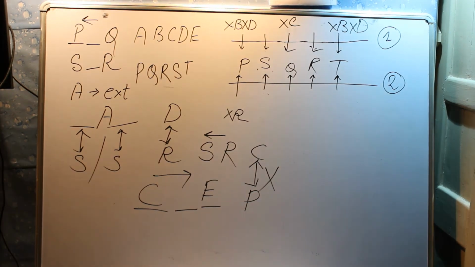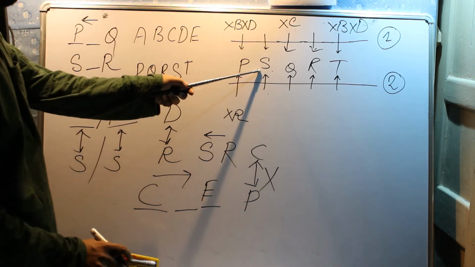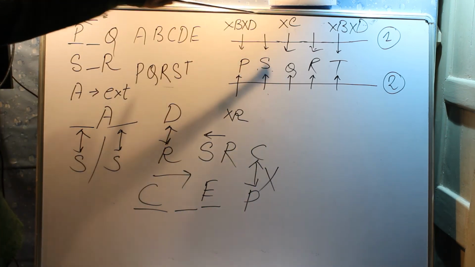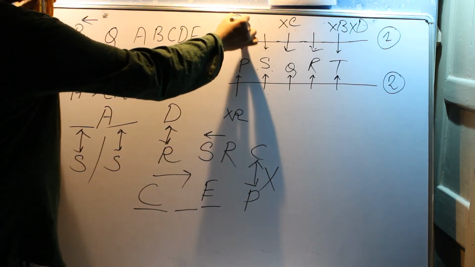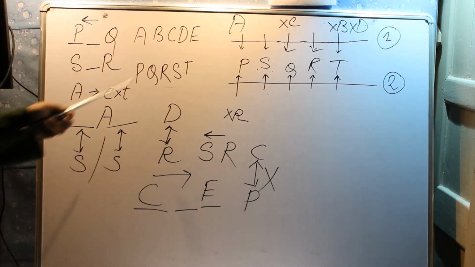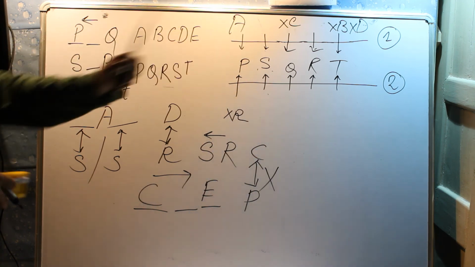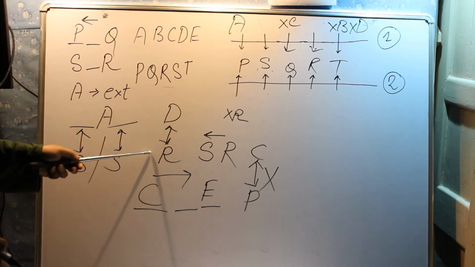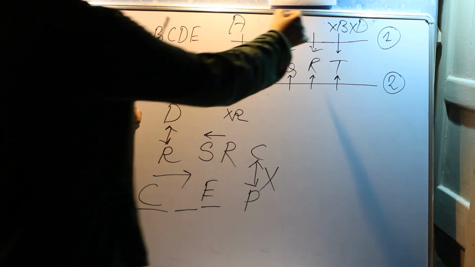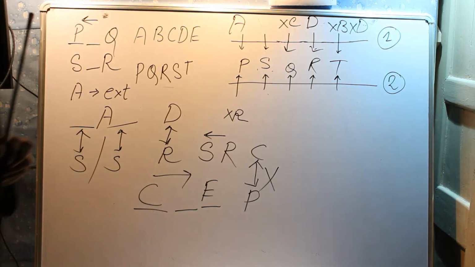Now come to row 1. It is given that A is in one of the extreme ends. And in the next statement it is given that the immediate neighbor of A faces S. So if this is S, this is going to be the immediate neighbor of A. So this has to be A. A is in one of the extreme ends and the immediate neighbor of A faces S. Okay. And D faces R. So if this is R, this is D.